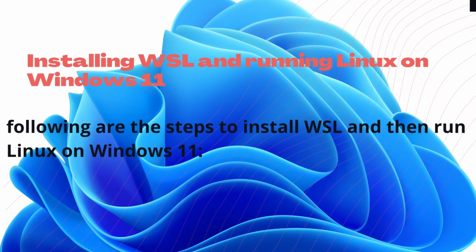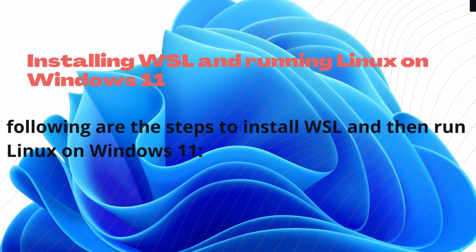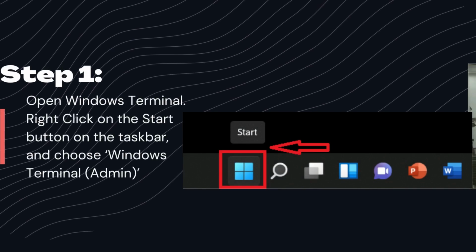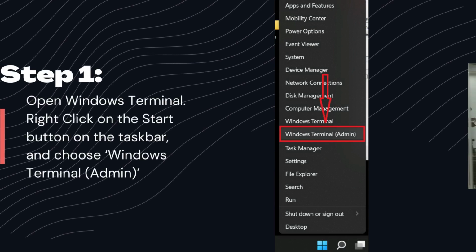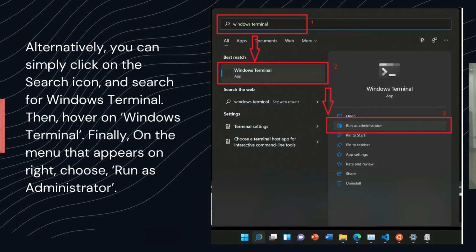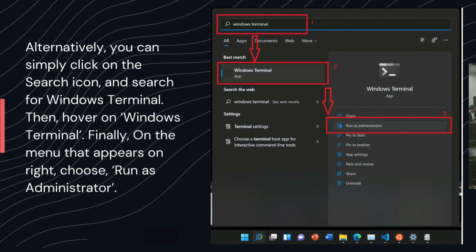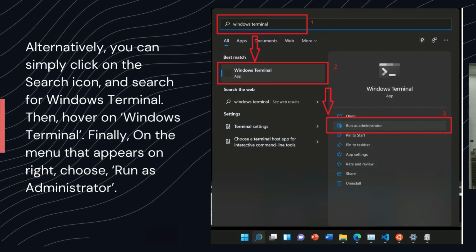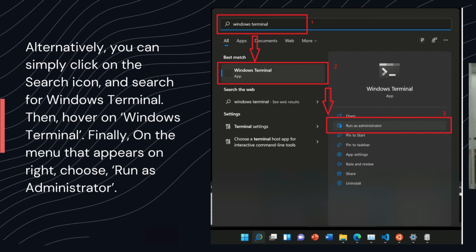Following are the steps to install WSL and then run Linux on Windows 11. Step 1. Open Windows Terminal. Right-click on the Start button on the taskbar and choose Windows Terminal Admin. Alternatively, you can simply click on the search icon and search for Windows Terminal. Then, hover on Windows Terminal. Finally, on the menu that appears on the right, choose Run as Administrator.